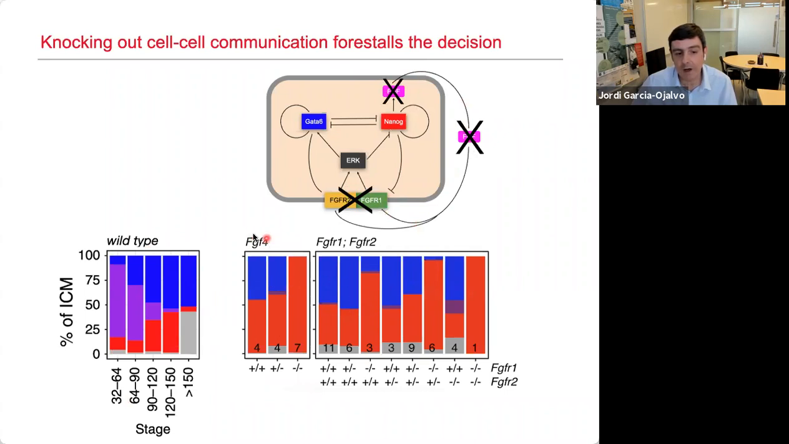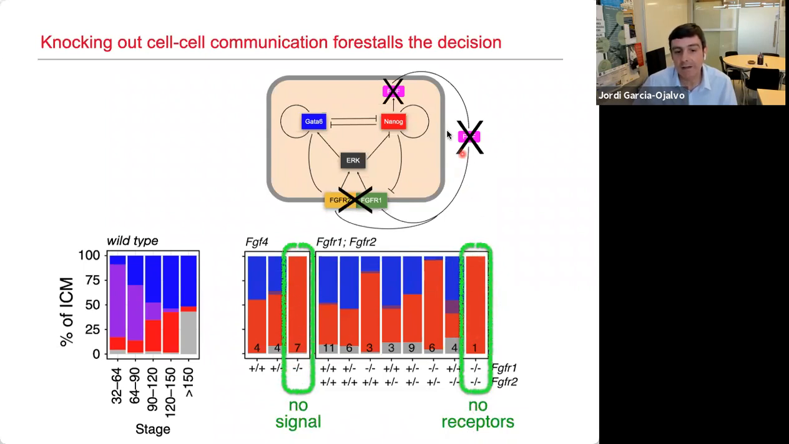And this is what happens when you have these mutants for FGF and for the receptors. I would like you to focus on these two bars, which correspond to the full mutants. This means the two alleles have been eliminated. So these mice can produce no FGF at all, no signal. And these mice can produce no receptors at all, so they cannot sense the signal, even though the signal is there. And as you can see, in the full absence of the signal or in the full absence of the receptor, the cells cannot make the decision. So all the cells go into the red state, okay?